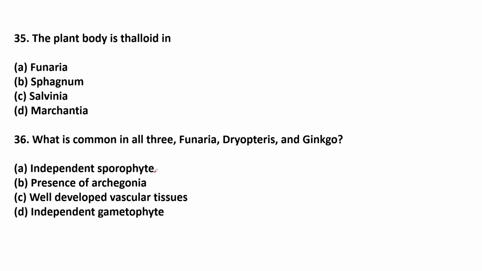Next, the plant body is thalloid in Funaria, Sphagnum, Salvinia or Marchantia. Marchantia is the answer. The plant body of a liverwort is haploid, gametophytic, small, dorsoventrally flattened, thallus, dichotomously branched, fixed by unicellular and unbranched rhizoids. An example is Marchantia.